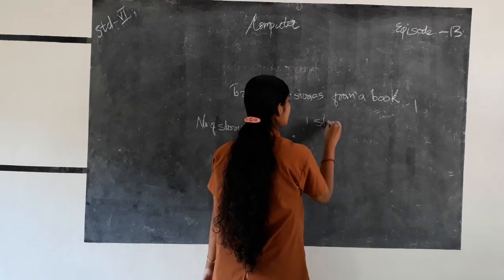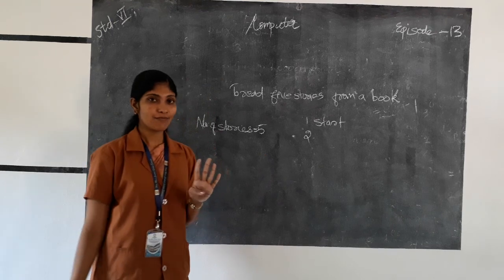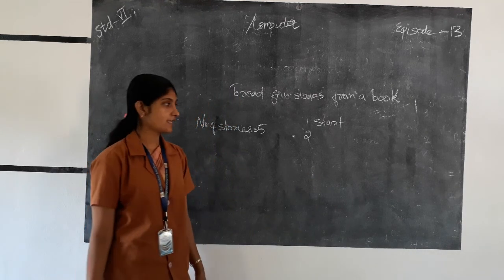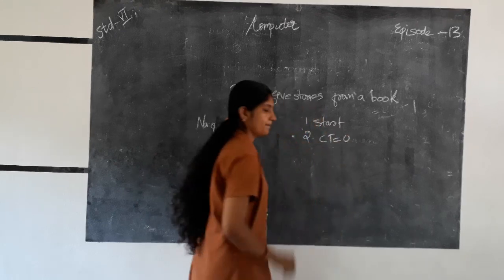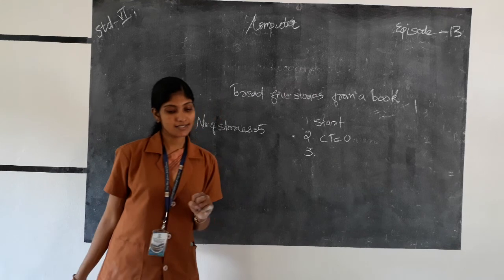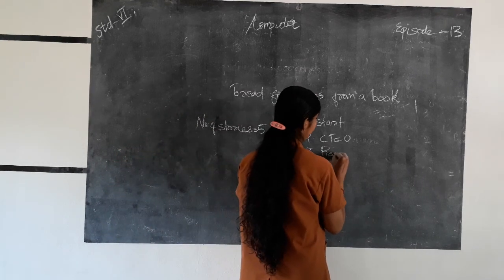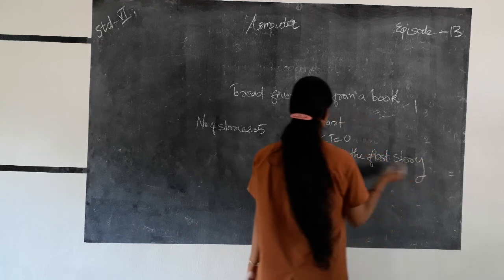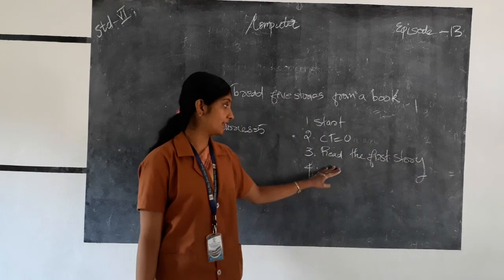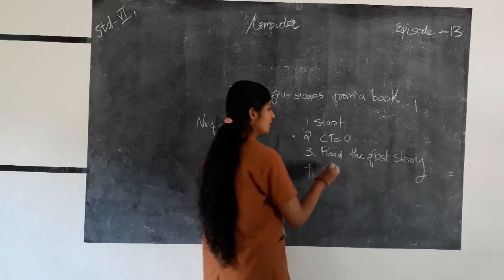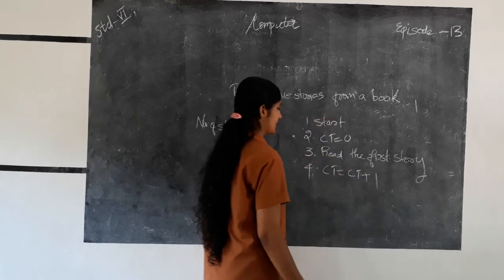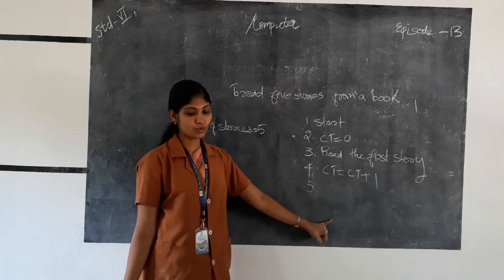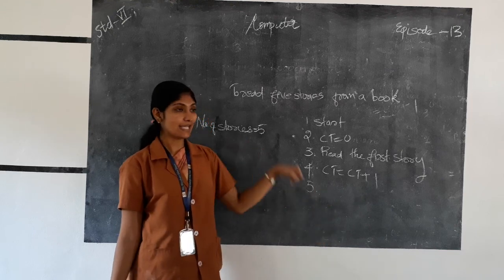First, start. Then second step, accept 5 stories, so that the counter is set to 0. So CT is equal to 0. Then third step, read the first story. Then next we have to write a condition. Before that we have to increment, CT is equal to CT plus 1. Then next, if the CT is less than 5, then go to stop. Otherwise, read the next story.